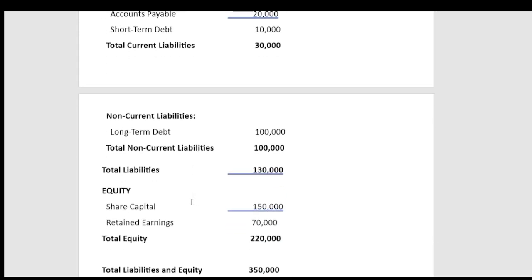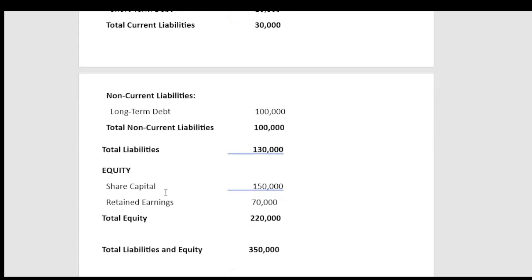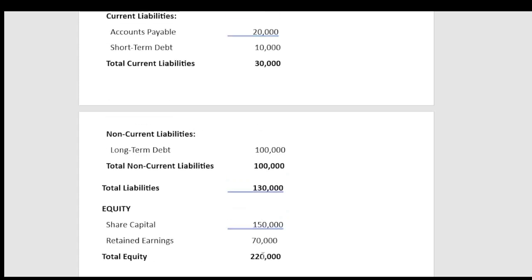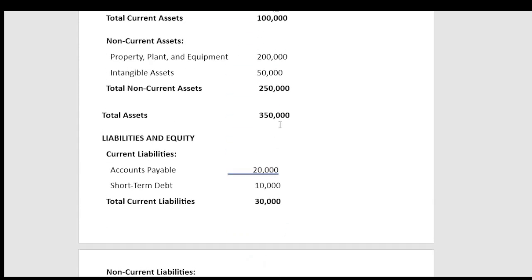So total equity, this is the share capital now. It's 150. Okay, retained earnings, they made this. Total equity is 220. Now, total liability and equity should give you 350, which is the same thing as their total assets. Their liability and equity must be the same thing as your total assets. That is when you know the accounts balance.